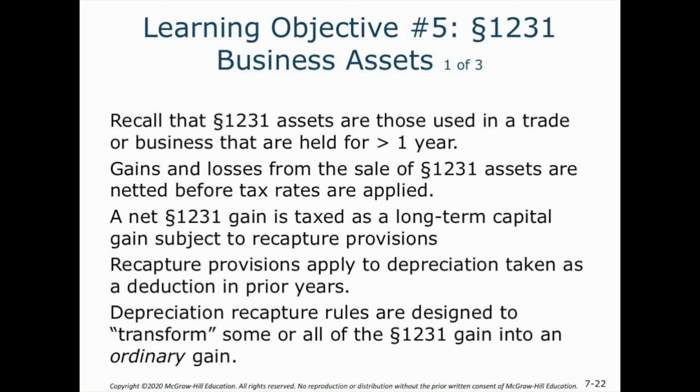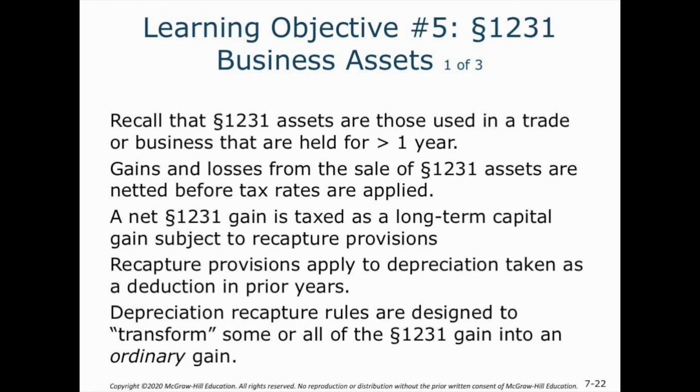Section 1231 assets are also held for longer than a year, but need to be used in the trade or business. So think about manufacturing equipment or a commercial building. Now these Section 1231 assets are netted before those tax rates are applied. So if a Section 1231 property was sold for a $200 gain and Section 1231 property was sold for a $200 loss, the company would have a zero net 1231 gain or loss. So no 1231 tax rate would need to be applied here.